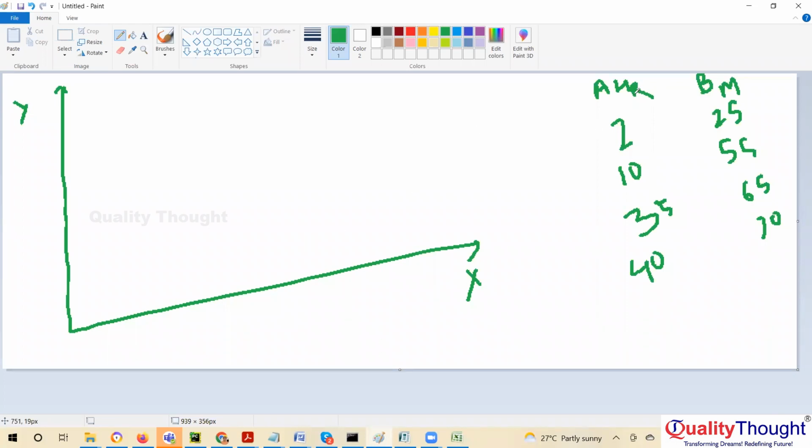So now tell me, should we put hours on the x-axis or should we put marks on the y-axis? Hours on the x-axis. Hours on the x-axis? Yes. Why? That is the basic parameter, sir. Depending on the hours, we are getting the marks. Like an input-output sort of thing.